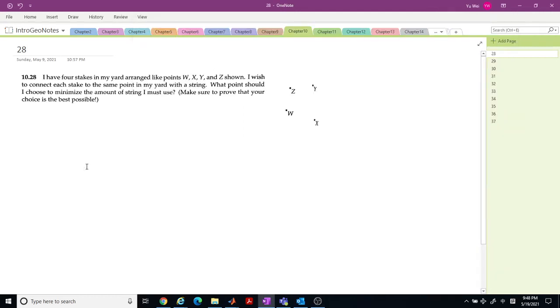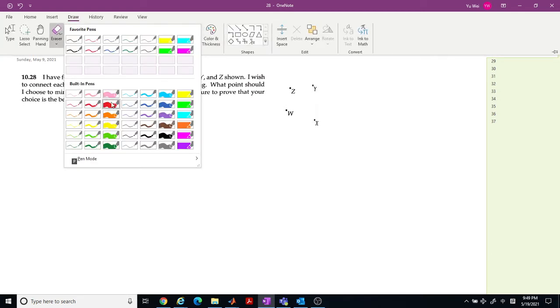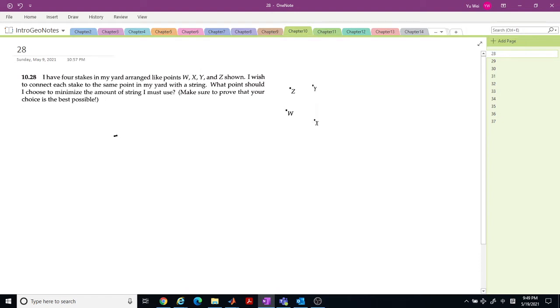Okay, so today we are going to talk about the intro to geometry, the geometrical inequality. The first problem is we have the 4 points. It's W, X, Y, and Z.